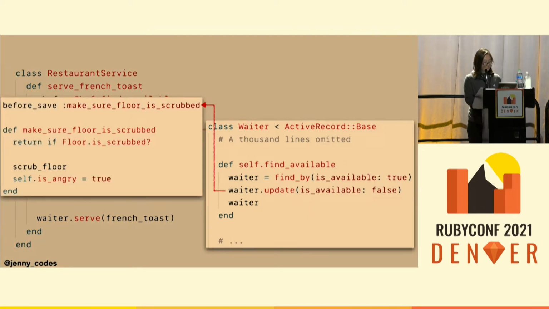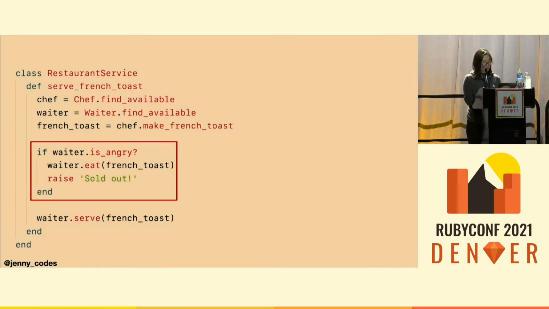It's the callback. We see that the update action will trigger this piece of code in the before save hook. And sure enough, we found the floor. So the logic of this piece of code reads, unless the floor is scrubbed, the waiter has to scrub it and be angry. And if we remember, when the waiter is angry, they will eat the food and raise an exception. But because we are testing the happiest of paths, we don't want to trigger this.